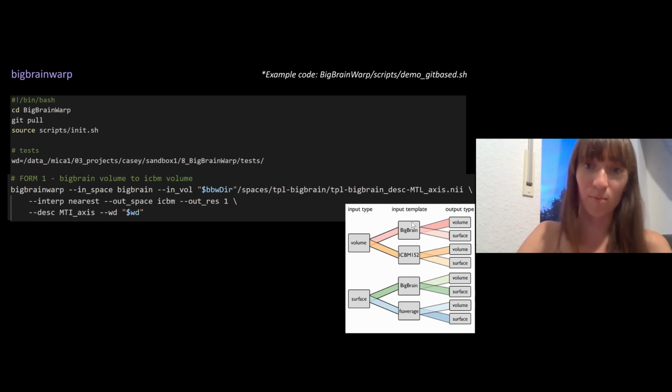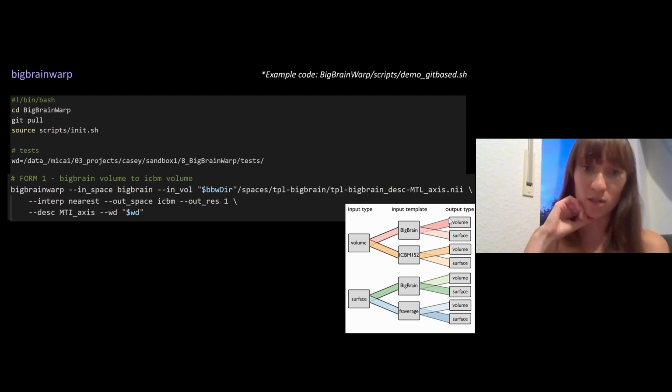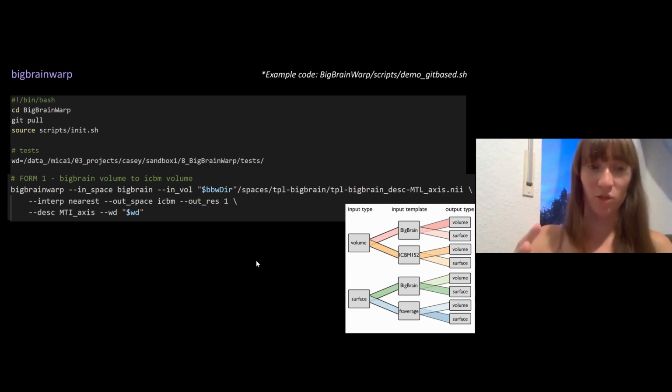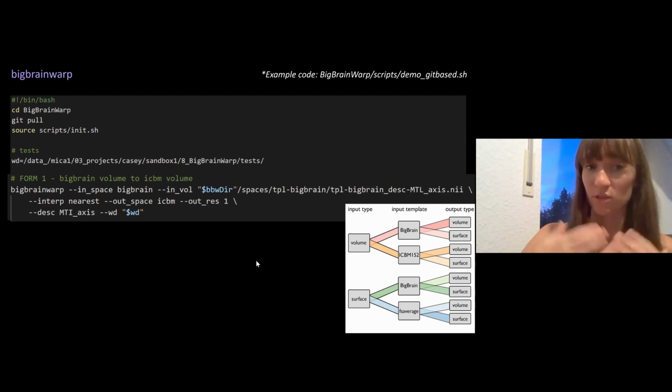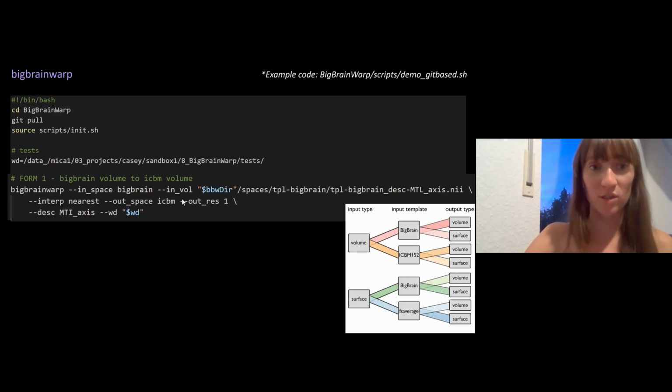So it's a volumetric input. It's the BigBrain template that we're starting off with, and we want to go to another volume. So this is just one of the forms of the transformations that's housed within BigBrain Warp, but all of this should be handled under the hood. So you just have to tell it what you want. Okay, so maybe what I can do is actually just show you what that looks like, and anyone can ask questions as well. I'll show you how it looks quite nice when I run it.